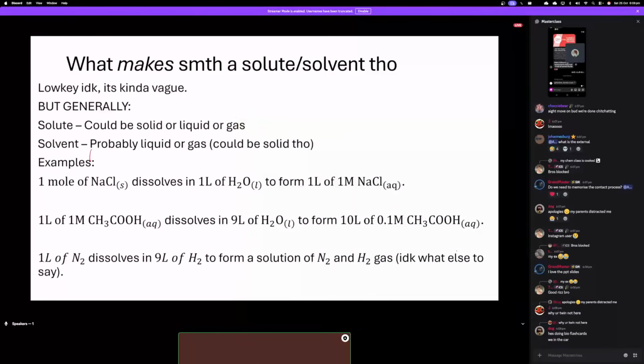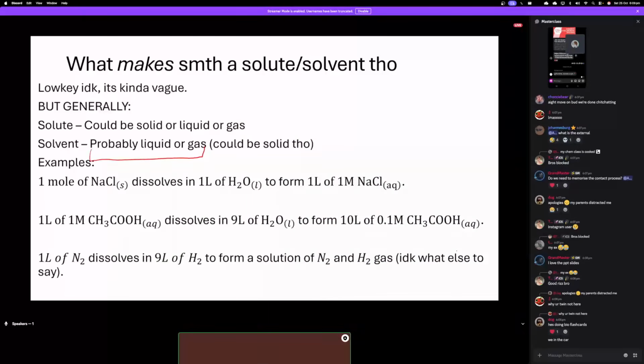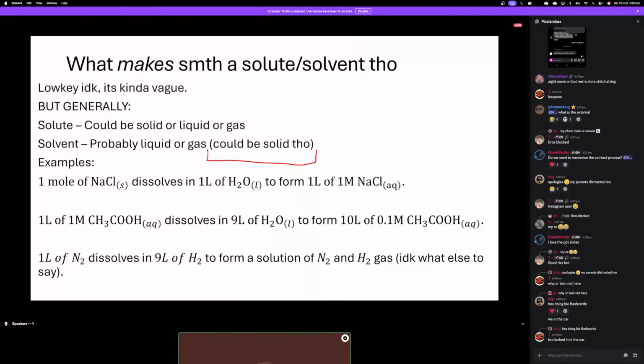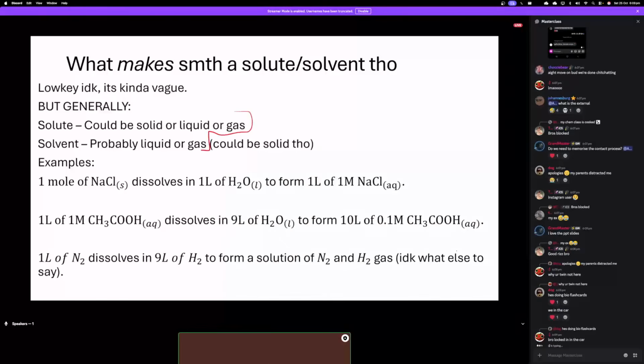The solvent is typically a fluid, like a liquid or gas. There are some weird cases where it can be a solid, stuff with alloys, and it can mix in. It's very rare. I've not seen this. You don't have to worry about it. These two are probably your main scenarios.